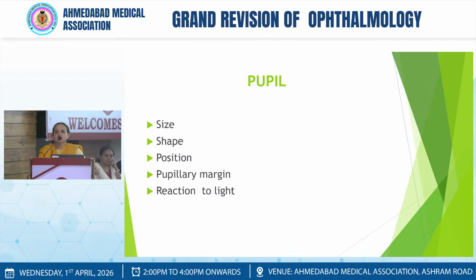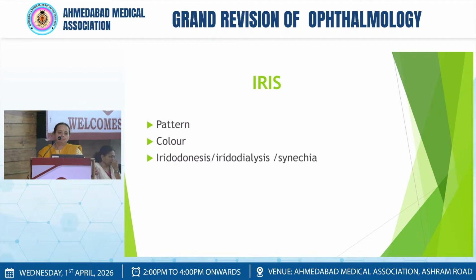Pupillary size and shape is very important. Position of the pupil and reaction to light, direct as well as consensual light reflex, has to be noted. That is also a very important finding. Normally when we throw light on the patient's pupil, the pupil will constrict. So that is the normal reaction to light. Examine the iris pattern, the color of the iris, and presence of any iris movements with the movement of the eyeball.